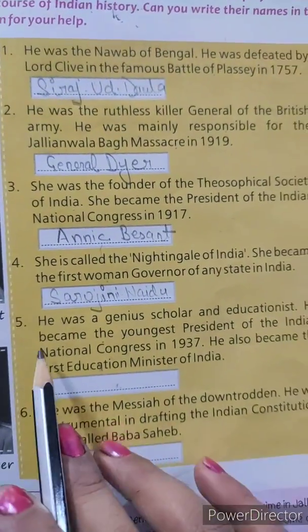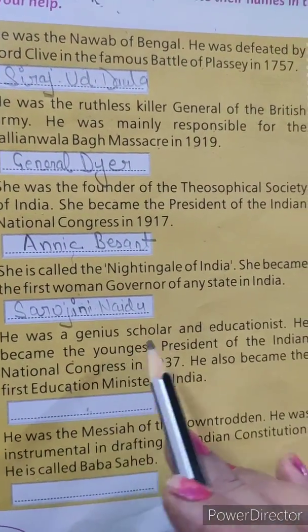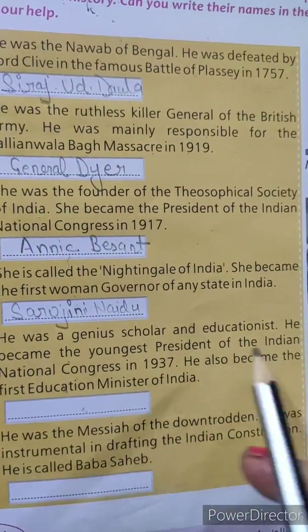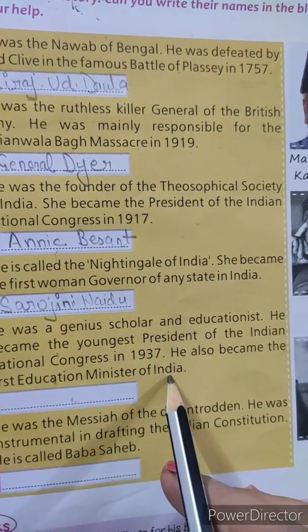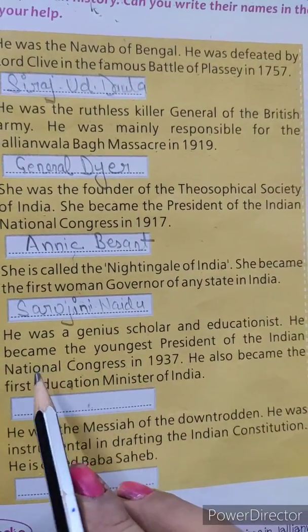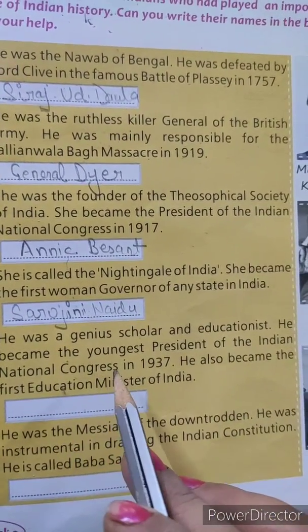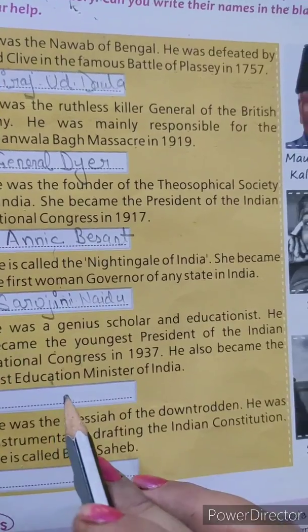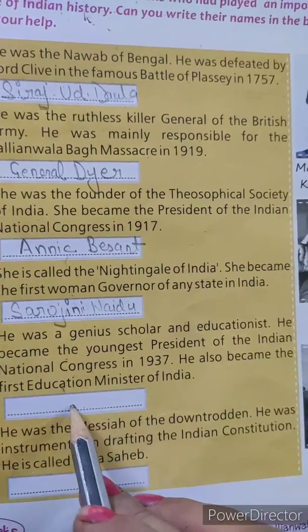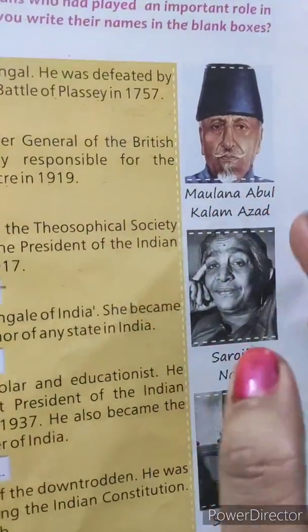Now 5th one. He was a genius scholar and educationist. He became the youngest president of the Indian National Congress in 1937. He also became the first education minister of India. Here you came to know two things: the youngest person who became the president of the Indian National Congress, and the first education minister of India. And who is he? He is Maulana Abul Kalam Azad.